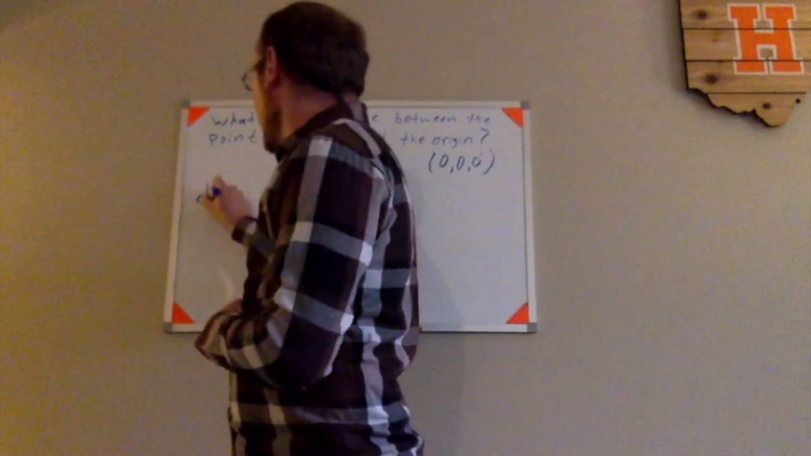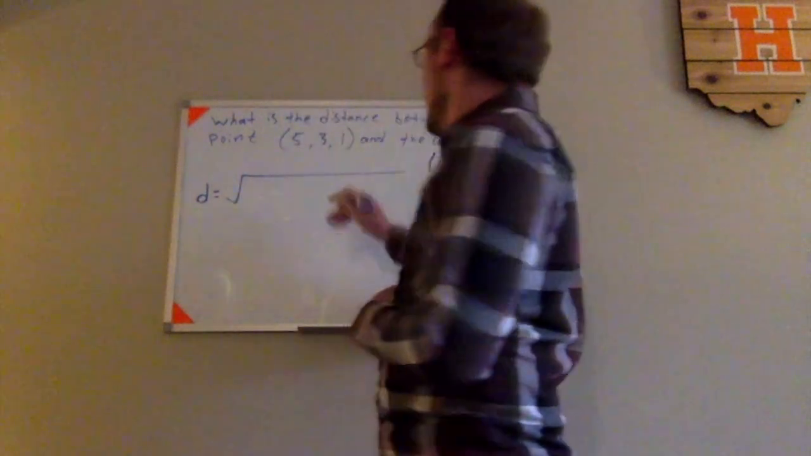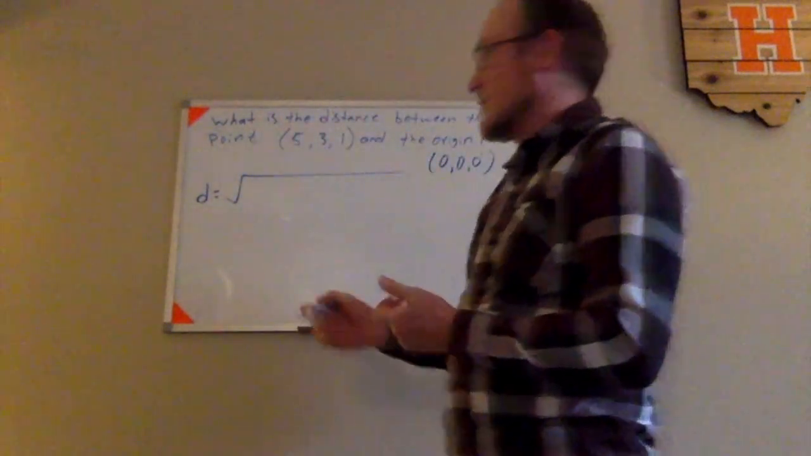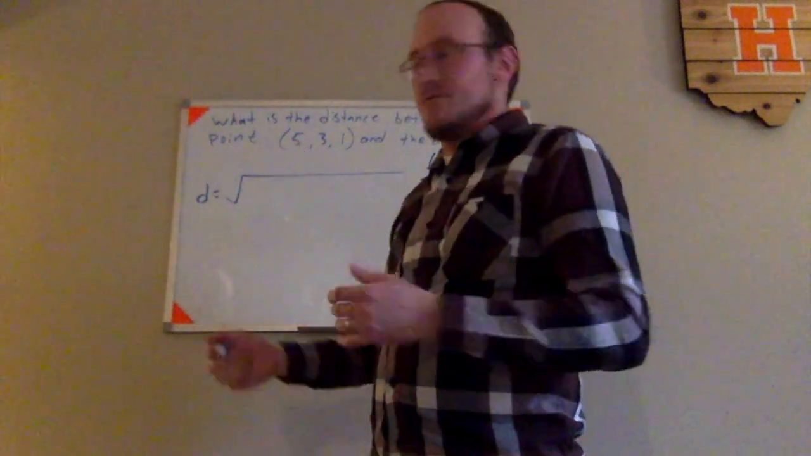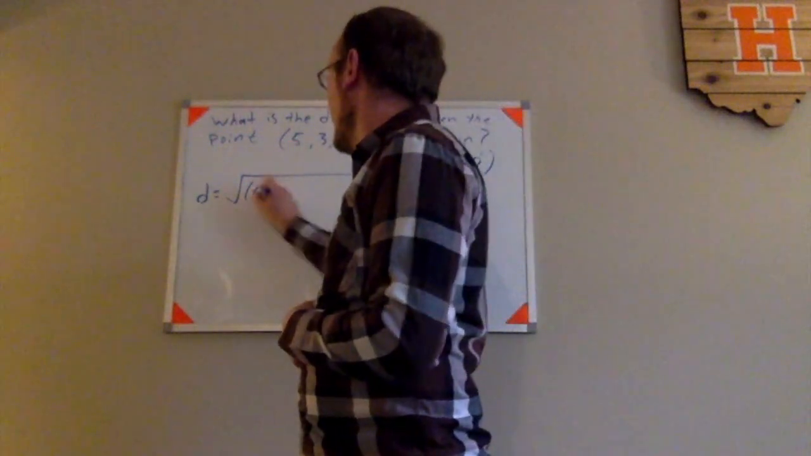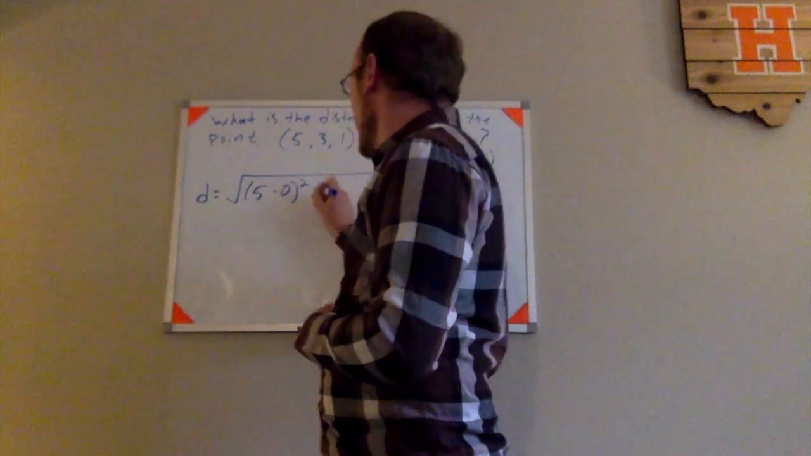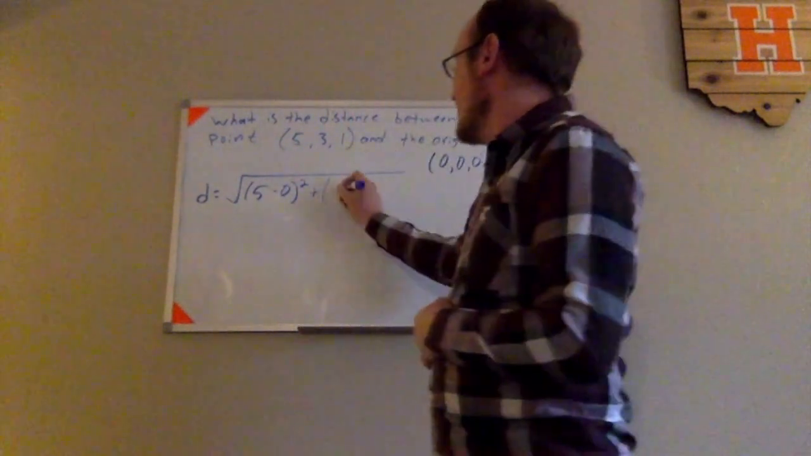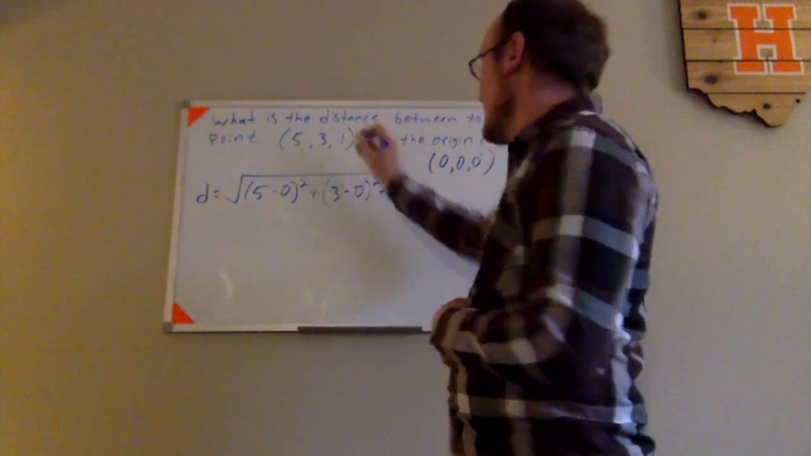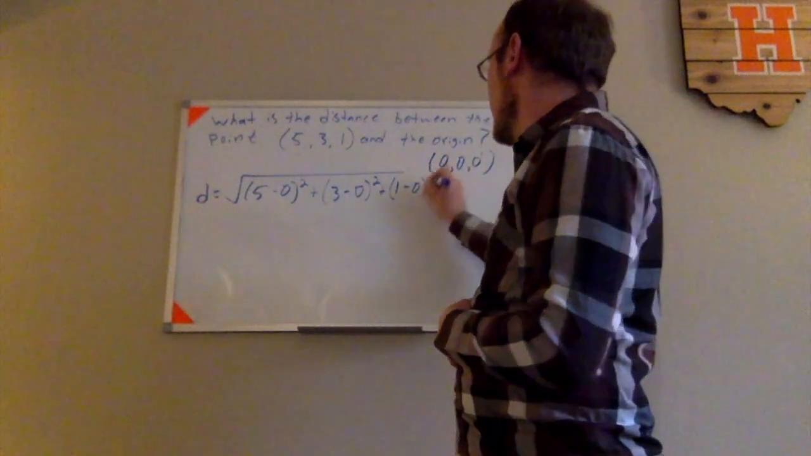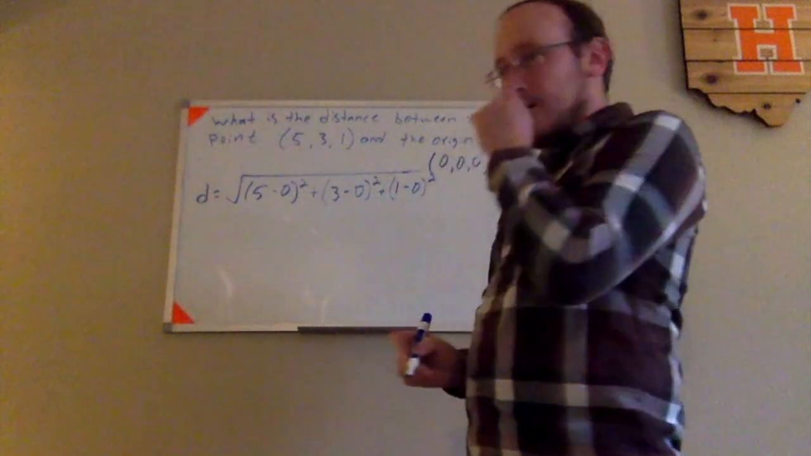We'll have d equals the square root of... I need to subtract the x coordinates and square the quantity. I'm going to go ahead and put these first so I can avoid negatives. The order doesn't really matter here. So I have (5 minus 0) squared plus, same thing with the y's, (3 minus 0) squared. And finally, the same thing with the z's. I have (1 minus 0) squared as well.